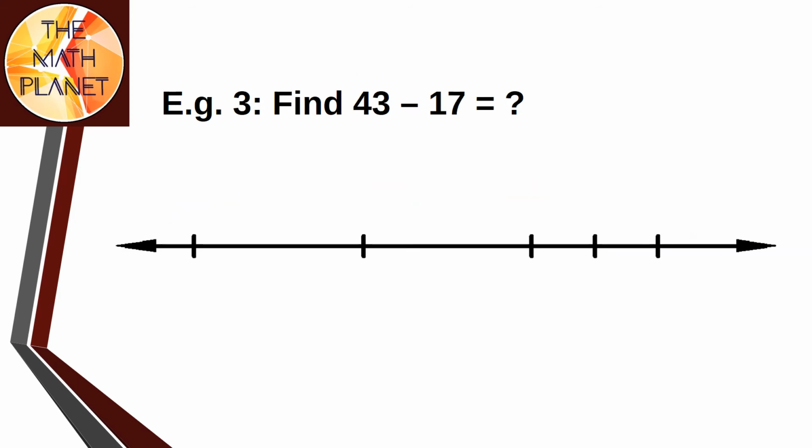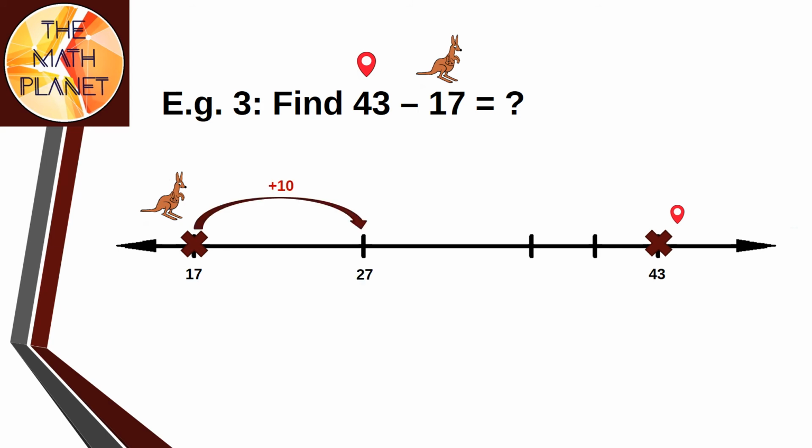Now, can you help me to solve this last example? To find 43 minus 17, I will start at 17 and end at 43. So my start point will be at the beginning of the number line on number 17 and my end point will be at 43. I will add one 10 to reach 27. Then I will add one more 10 to reach 37. If I add an extra 10, I will reach 47, which is greater than my destination point. So I cannot add any more 10s. So I will add only ones.